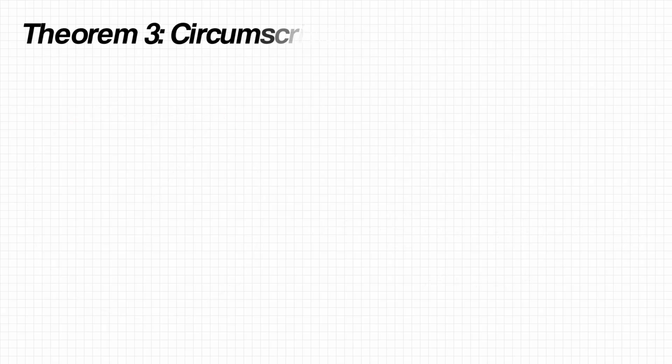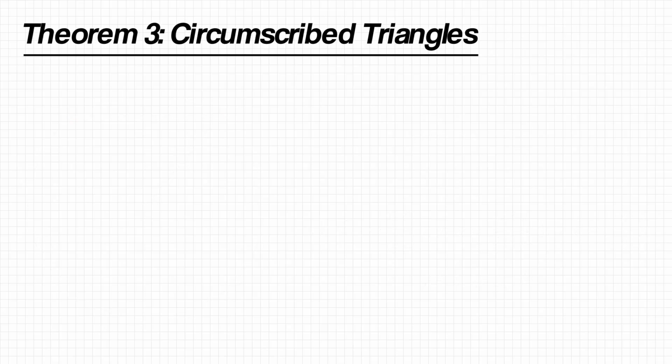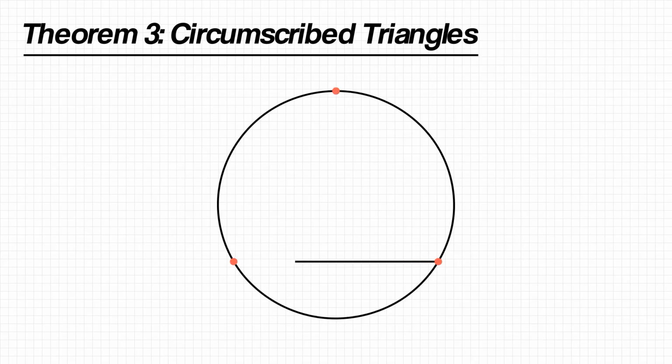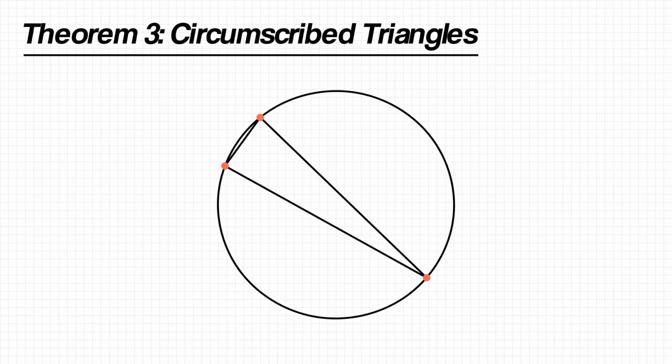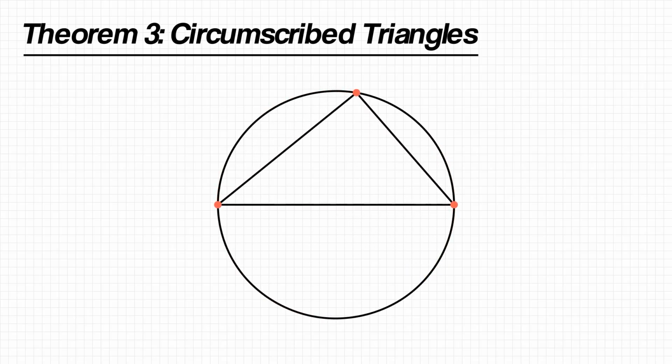Our last circle theorem is about circumscribed triangles. A circumscribed triangle is a triangle where all three of the vertices lie on a single circle. Our circle theorem states that if one of the sides of our triangle is a diameter of the circle, the angle opposite the diameter will always be a right angle.